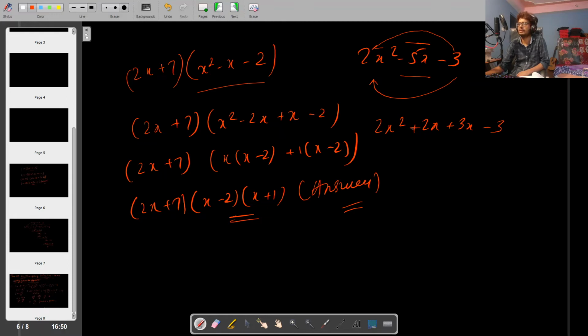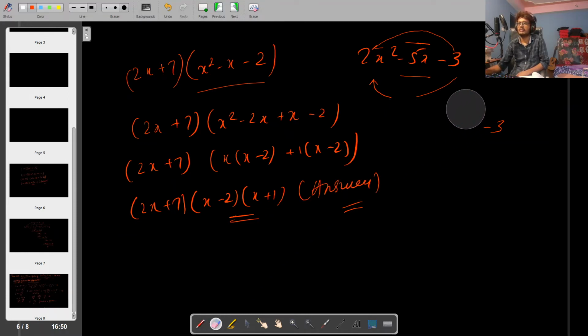Okay, so let's see, 2 + 3 plus 2x plus 3x minus 3. This doesn't work, because you have to get minus 5x. When you add these it will be plus 5x, so you need to get minus 5x. So this is not the answer, and you can't do middle term breaking this way.